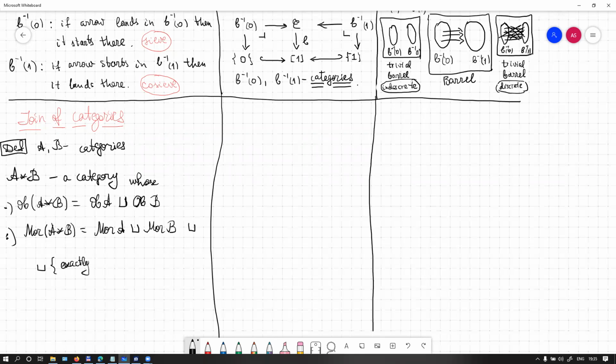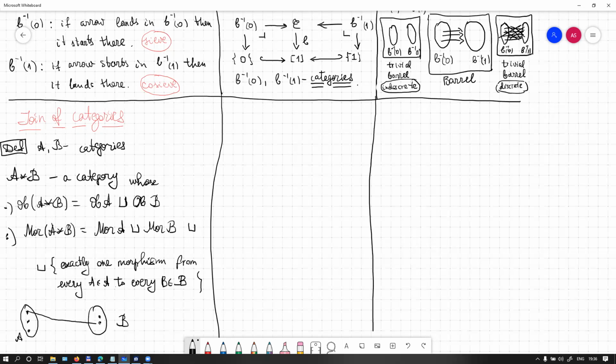exactly one morphism from every A belonging to A to every B that belongs to B. So if I write down, this is my A, this is my B, two objects, then the join will be a category that has arrows in A and B, but it will have also all arrows between A and B.